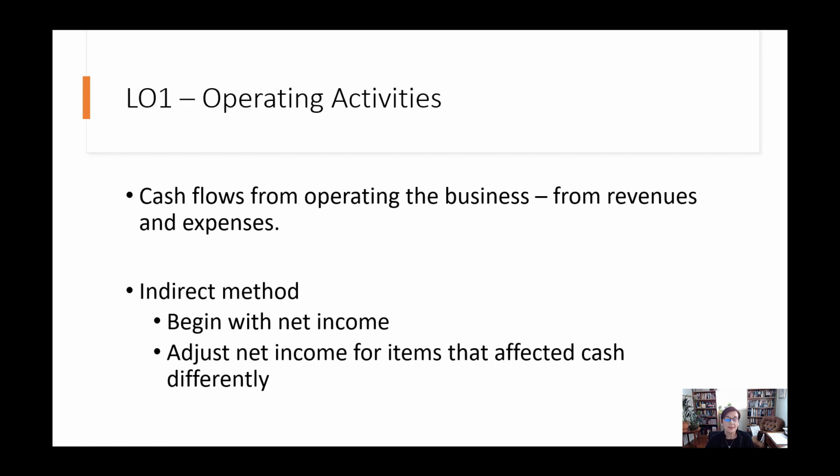So operating activities come from revenues and expenses from operating the business. We use what's called the indirect method because that's what most companies use. And the indirect method begins with net income, and then it adjusts net income for items that affected cash differently than they affected net income. And we'll see some examples of that as we go on. So just remember that operating activities come from the income statement.